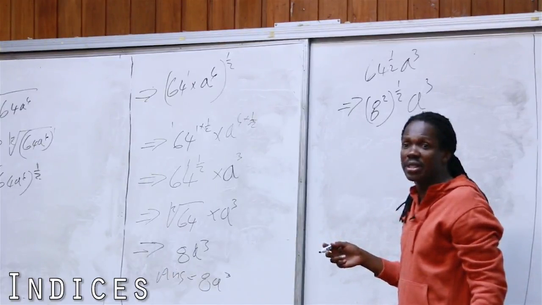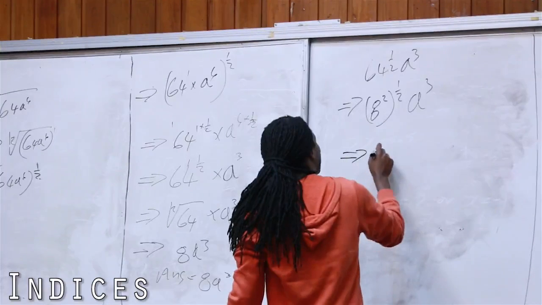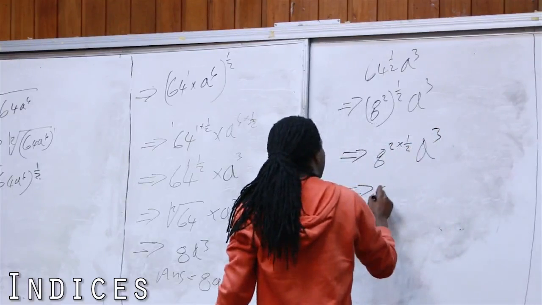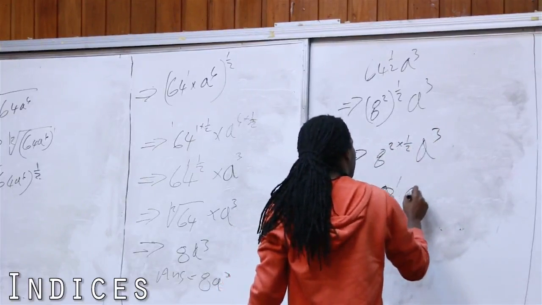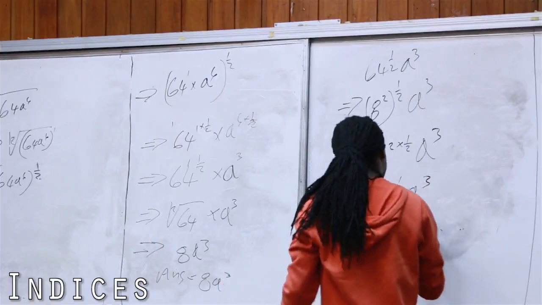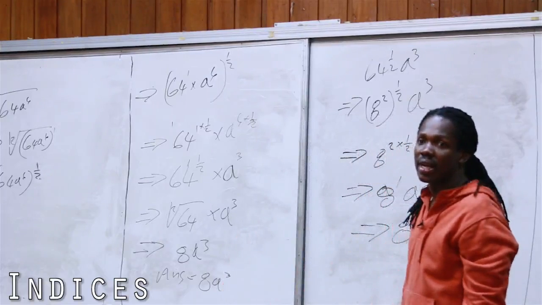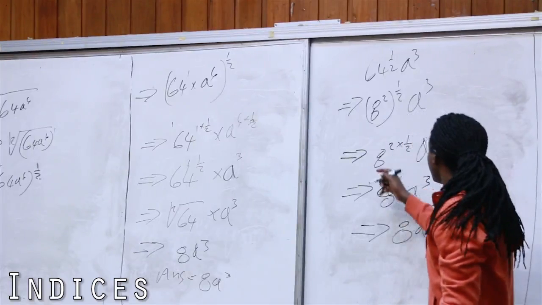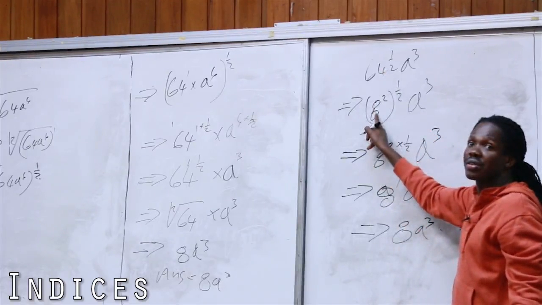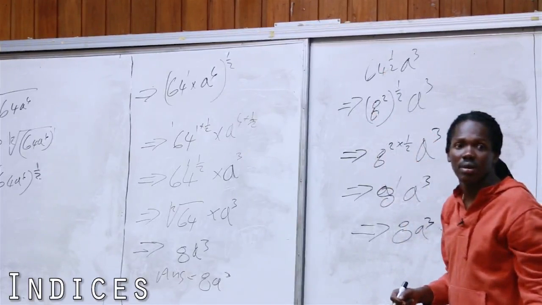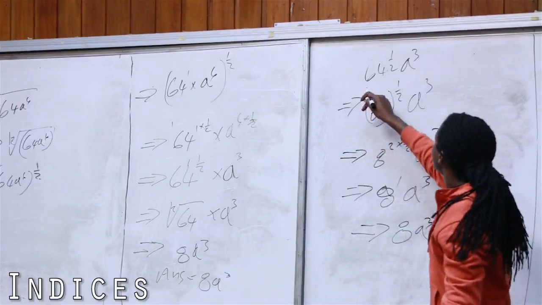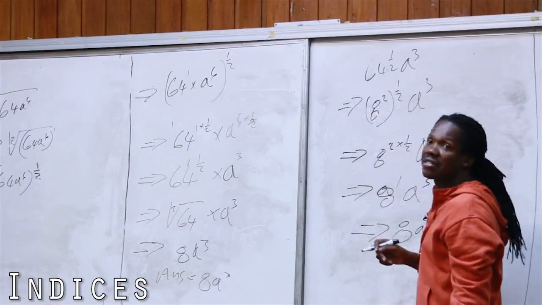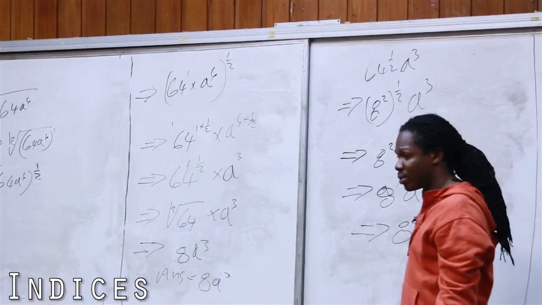You see why I have to study them? I know them. So that implies, therefore, that 8 to the 2 times 1 over 2, a to the 3, implies 8 to the 1, a to the 3, implies 8 a to the 3. See that? Everybody see that? 64 is 8 squared. How did I get the 8 here? 64 is 8 squared, and therefore, 8 squared to the half. You see? Good.